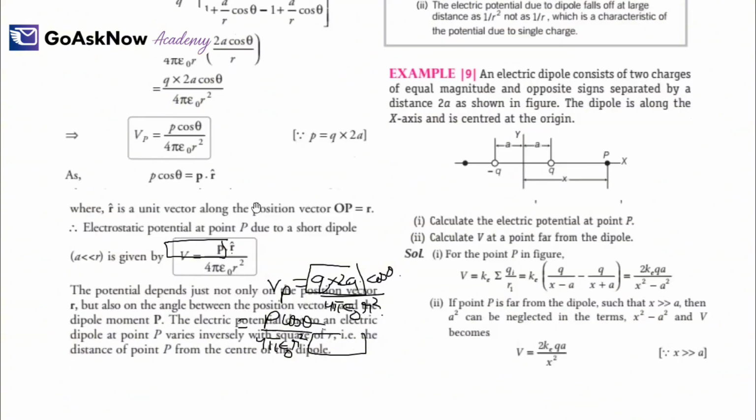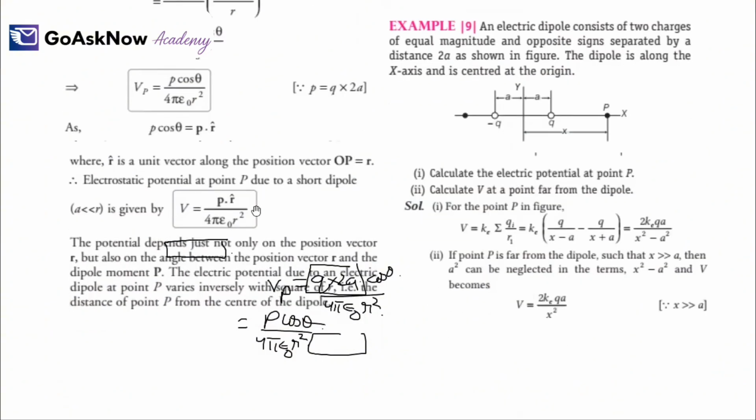The electrostatic potential at point P due to a short dipole, where a is very small compared to r, is given by V is equal to p dot r cap upon 4 pi epsilon naught into r square. This is the final expression. After adding the direction also, we have written it in vector form.